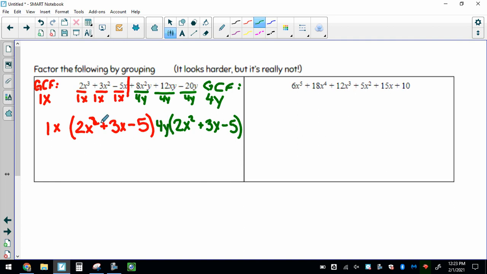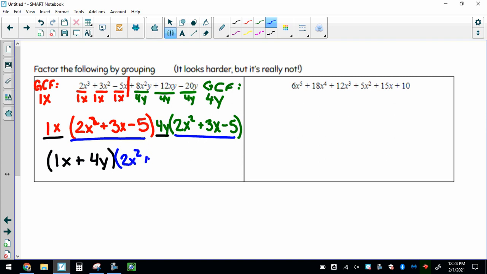Double check that your parentheses match, because even though that's a longer problem, your parentheses should still match. Your GCFs go in 1, so that's going to be 1x plus 4y. Or you could have just said x plus 4y. And then your remainder in the other, 2x squared plus 3x minus 5.